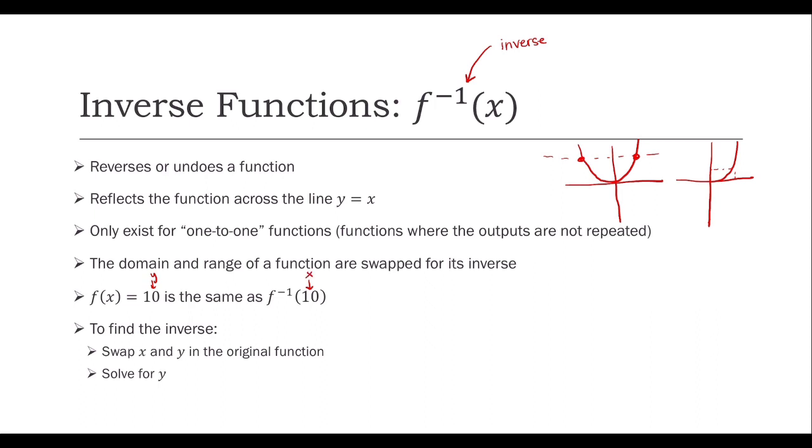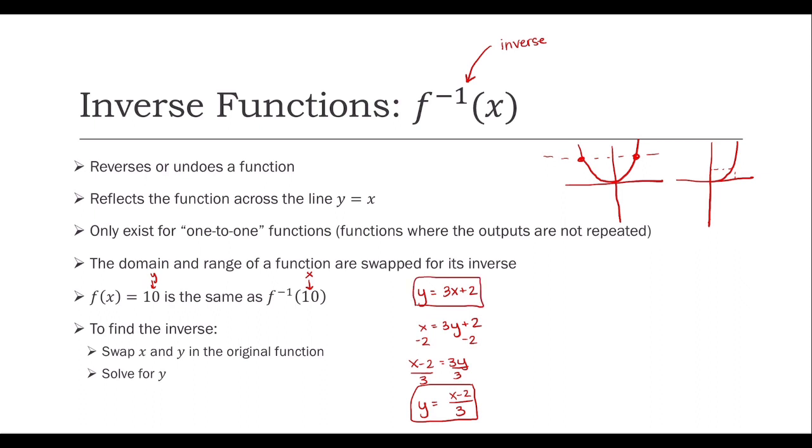So to find the inverse of a function, you swap your x and your y in the original function and then solve for y. So if you had the function y equals 3x plus 2, to find your inverse, you would say x equals 3y plus 2, and then we'd solve for y by subtracting 2, so x minus 2 equals 3y, and then dividing by 3. So y equals x minus 2 over 3. So this would be your inverse, and this would be your original function.